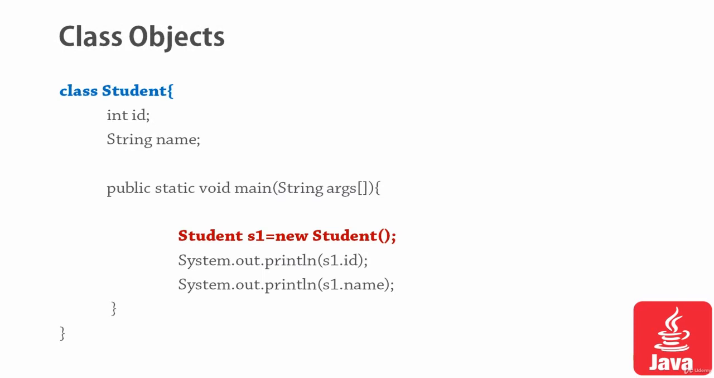Let's understand here with an example. We have a class called Student, which has two different variables, one of type integer and another of type string. Then we have the main function, and within the main function, we have created the object of this class using the new keyword. The object is called s1, and we have s1.id and s1.name to refer to the variables of this class. We can display the values on the screen.